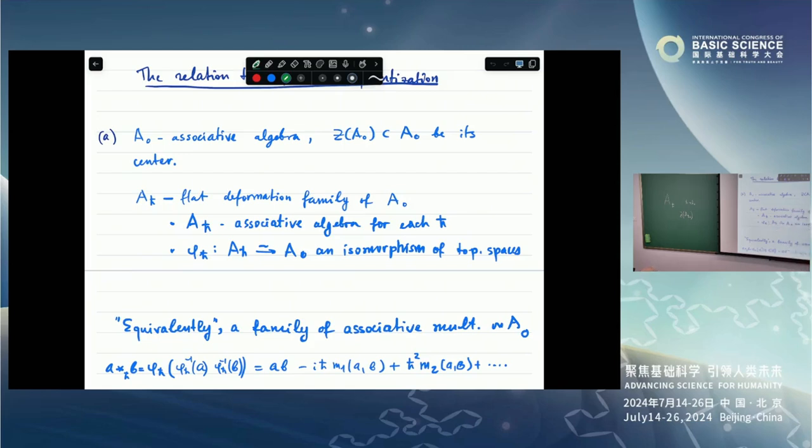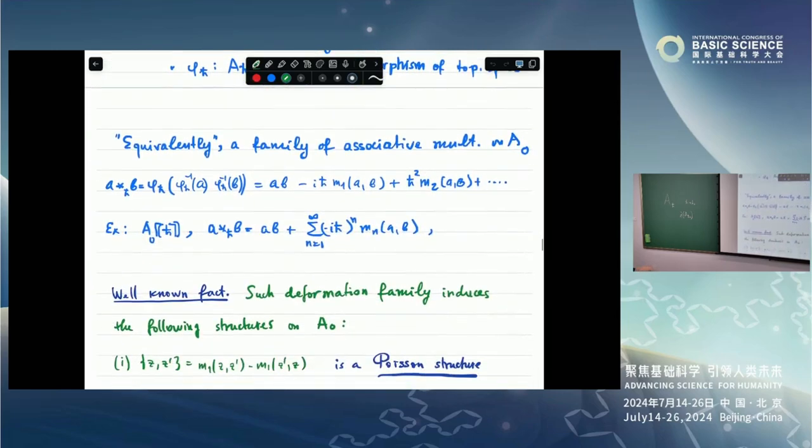So we assume that there is an isomorphism of topological spaces between A_H and A0. What exactly that means is a long story, and it's much easier to work over formal power series, so then there is no such long story. Equivalently, I put it in quotation marks because, to say honestly, we need to specify what the isomorphism of topological spaces means, and which topology. So we have the family of associative multiplications on A0, and this family is the following.